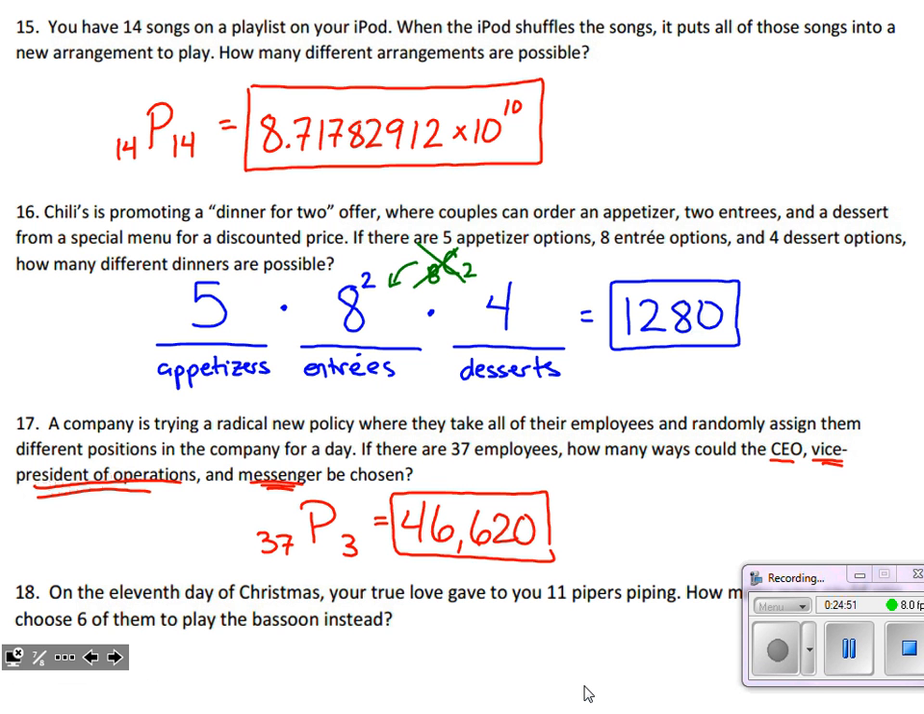All right, well, it doesn't matter what order we choose those people. We're just choosing 6 of our 11 and having them play a different instrument. So we've got a combination 11C6, and we'll let the calculator do the heavy lifting there. With that one, we get 462.